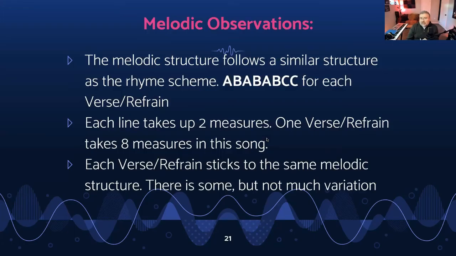From a melody standpoint, the melody within "Blowing in the Wind" basically follows the same structure as the rhyme scheme. It's a call, response, call, response, call, response. And then there's the two refrain lines that sort of match each other. So the melodic structure, again, is A, B, A, B, A, B, C, C. We've talked about in other workshops that a lot of times your rhyme scheme will match the melodic structure. And that's what's happening within "Blowing in the Wind." Each line takes up two measures, and then one section, one verse or refrain, takes eight measures within the song. And each verse and refrain sticks to basically the same melodic structure. There's a little bit, but not much, variation between each verse and refrain.